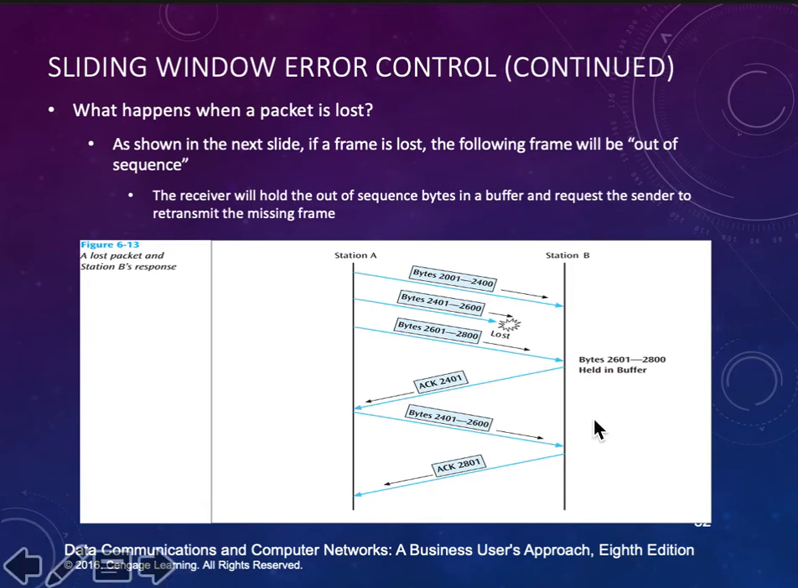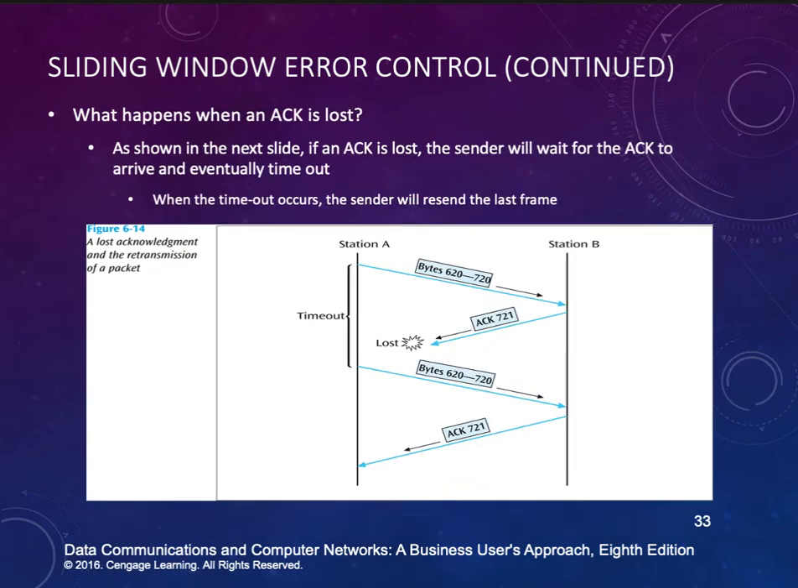So what happens if the packet is lost? You only acknowledge it after the second packet is received, in order for station A to send again. So what happens if there is no acknowledge? Station A will resend the packet again.